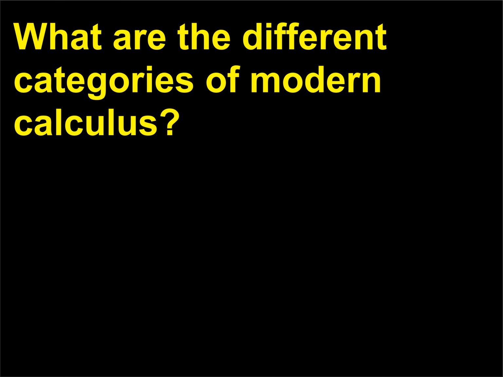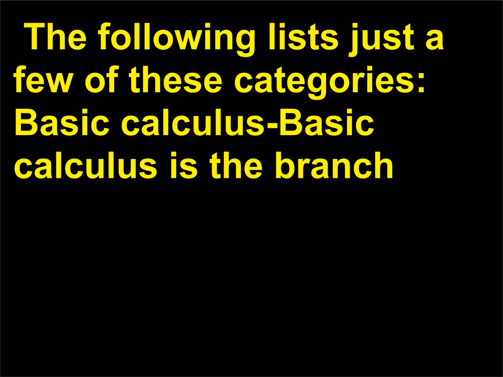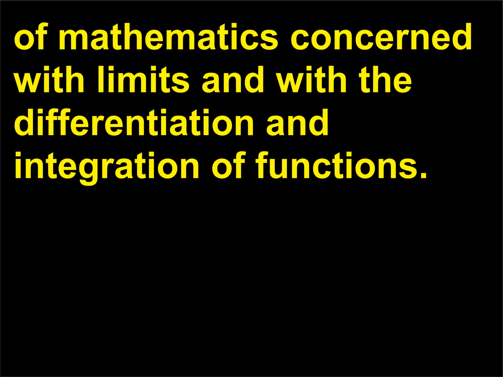What are the different categories of modern calculus? Modern calculus is divided into numerous types. The following lists just a few of these categories. Basic calculus. Basic calculus is the branch of mathematics concerned with limits and with the differentiation and integration of functions.